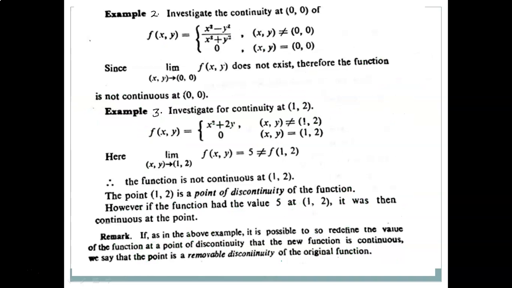Now, second example: investigate the continuity of this function f(x,y) at (0,0) again. So how to solve this? You can see f(x,y) equals (x² − y²)/(x² + y²) when (x,y) is not equal to (0,0), and this value is 0 when (x,y) equals (0,0). So again, in this situation, you can see the value of f(0,0) is given to be 0.